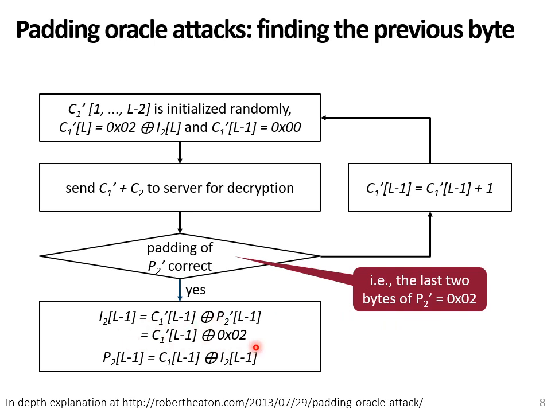And in the same procedure as before, we can derive the previous to last byte of the intermediary state I2. And from that we can calculate, using the original C1 block, the second to last byte of the plaintext block P2. This can be repeated over and over again to derive more and more bytes until all the bytes of the plaintext block P2 associated with C2 have been discovered. And that is how the padding oracle attack works.